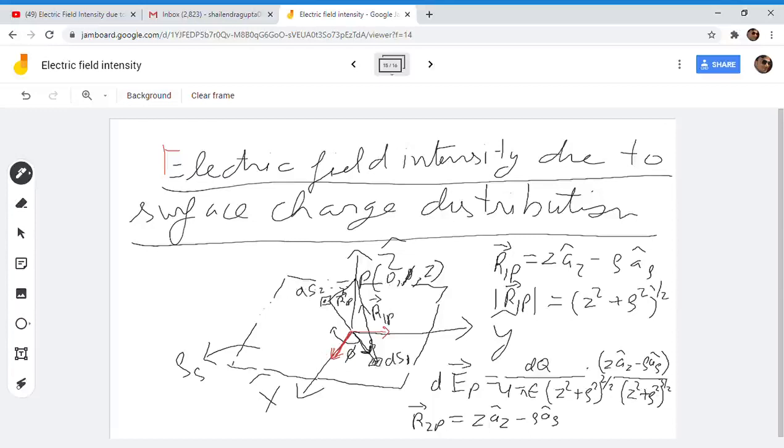Now rho is what, the radial direction. Okay, it is the radial direction. Just one thing is changing, that is the phi angle. This phi angle is changing.